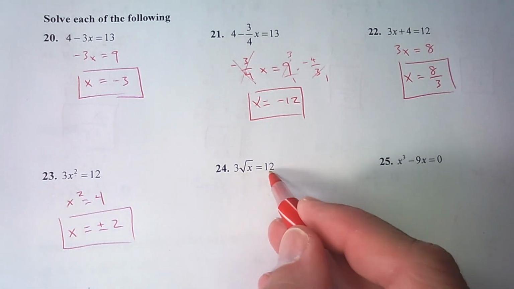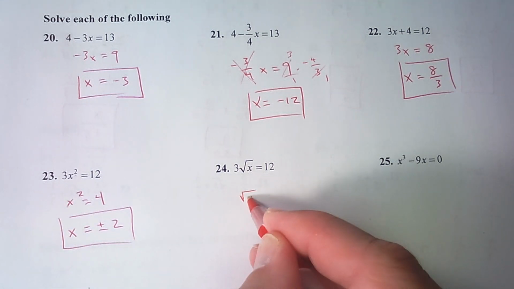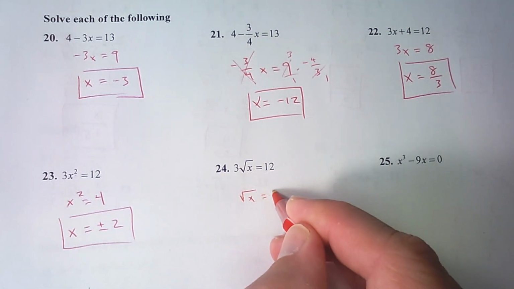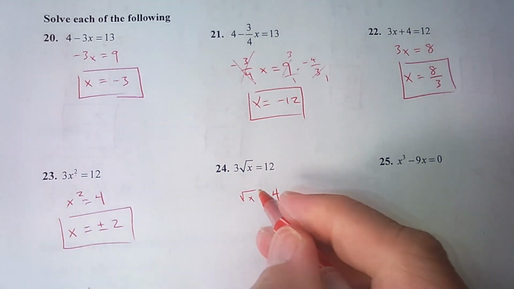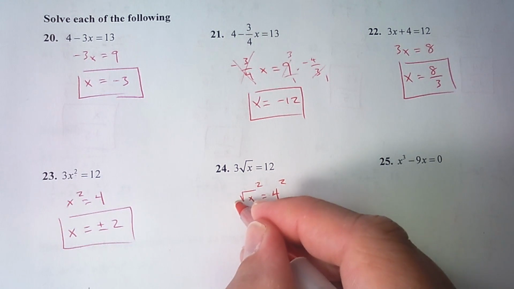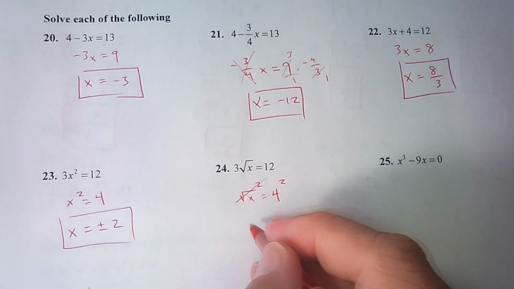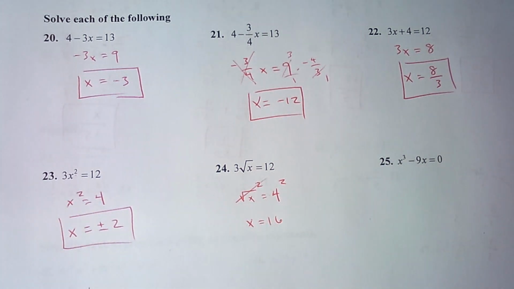Number 24, I need to divide by 3. The square root of x equals 12 divided by 3, which is 4. And this time I need to square both sides in order to get that square root out of there. So I get x equals 16.